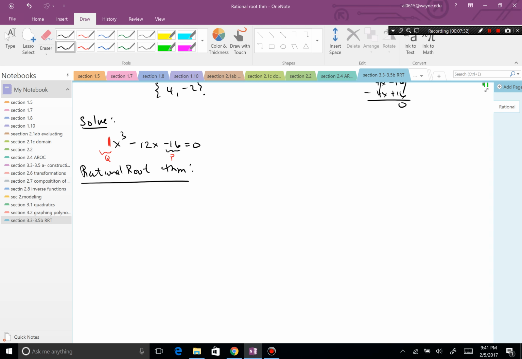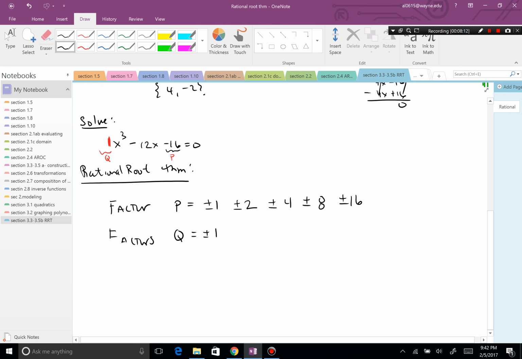So here are all the factors of P. Yes, 1 goes into 16, 2 goes into 16, 4 goes into 16, 8 goes into 16, and 16 goes into 16. But not just those. Don't forget, we want the positive and the negative. Now what are the factors of Q? Well, it's 1. That's it. Since Q is 1, it's the only thing that goes into 1.